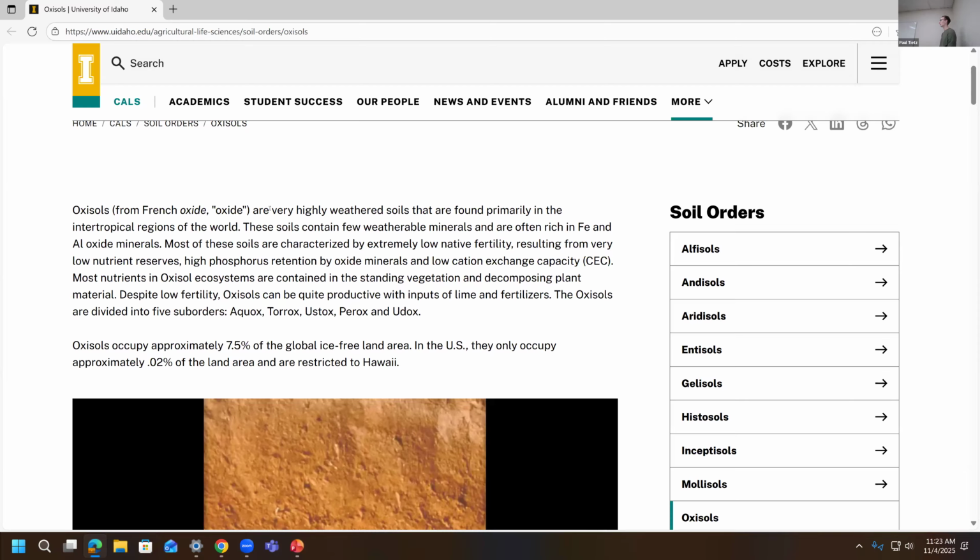Very few weatherable minerals is the key for oxisols. If the mineral component of the soil can weather out, it probably already has in these oxisols. They're old and they're highly weathered.